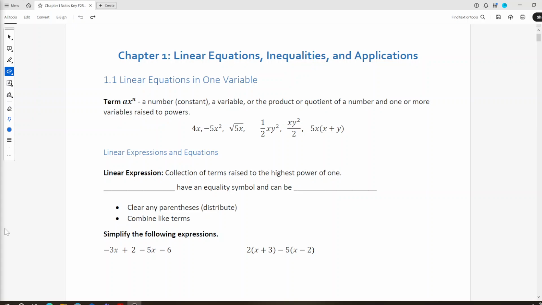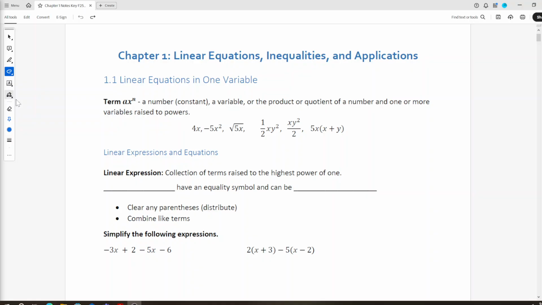All right, welcome to the official start of Math 50. So now that we've completed the essential skills, we're going to get into the content of the course. So we're starting with chapter 1, which is linear equations, inequalities, and applications, as well as some other stuff as well. But we're going to start with section 1.1, which is linear equations in one variable. And before we get there, we're going to start with a little bit of language.